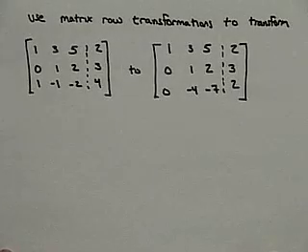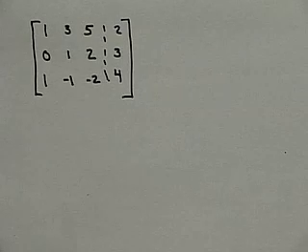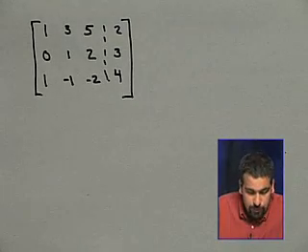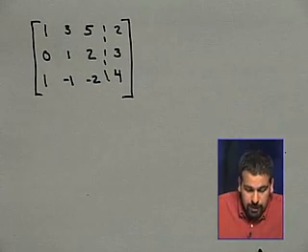Here we're asked to use matrix transformations to transform the first matrix, 1, 3, 5, 2, 0, 1, 2, 3, 1, negative 1, negative 2, 4, to the new matrix 1, 3, 5, 2, 0, 1, 2, 3, 0, negative 4, negative 7, 2. So what we really want to do is transform that third row into a new row. Starting with that original matrix, what we want to do is take the first row and subtract it from the third row.